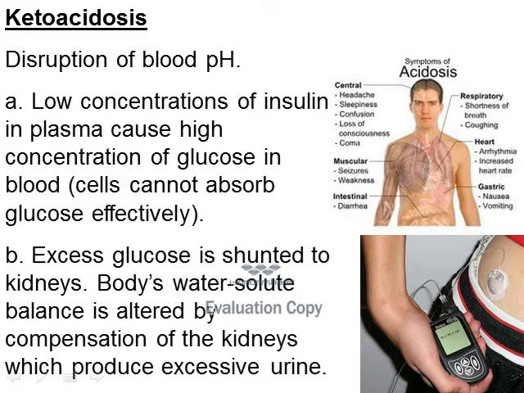So those poor cells, even though they're surrounded by glucose, they're not being fed. The glucose in the plasma becomes toxic, and so the body attempts to shunt this glucose to the kidneys, and it's a compensation activity where the kidneys are going to produce excessive urine that's loaded with sugars, one of the symptoms of diabetes.